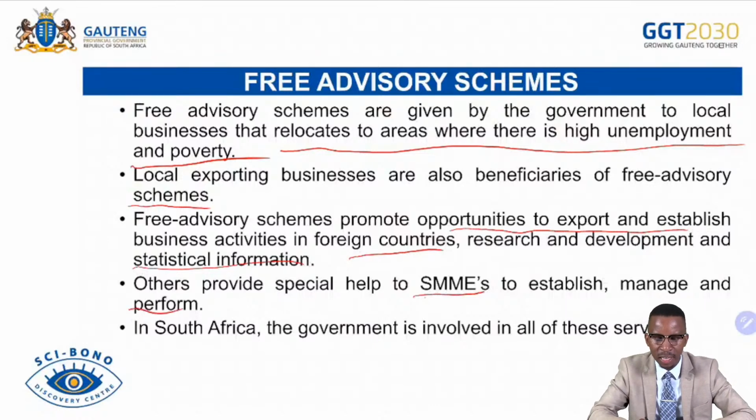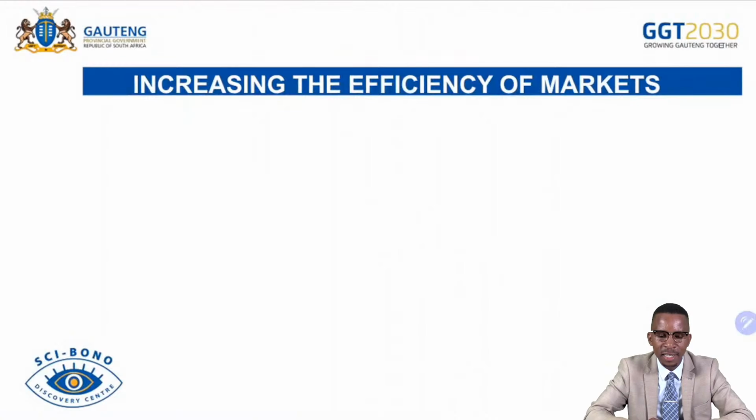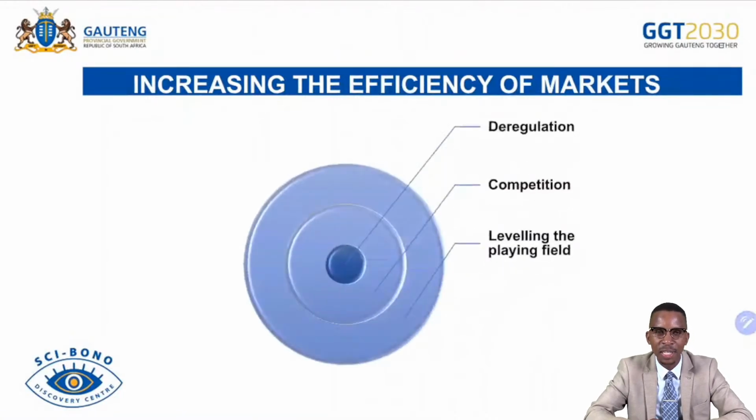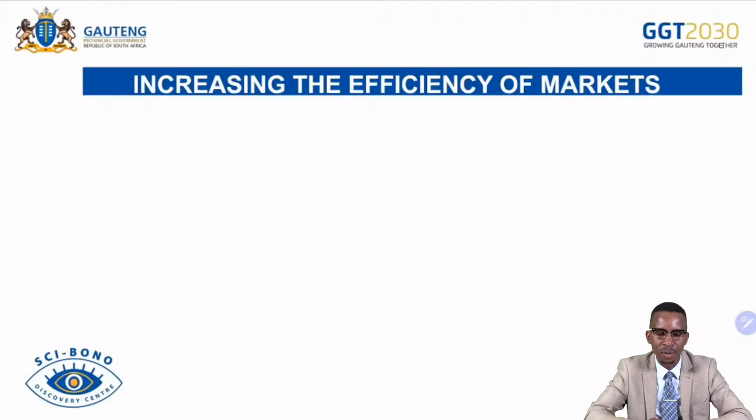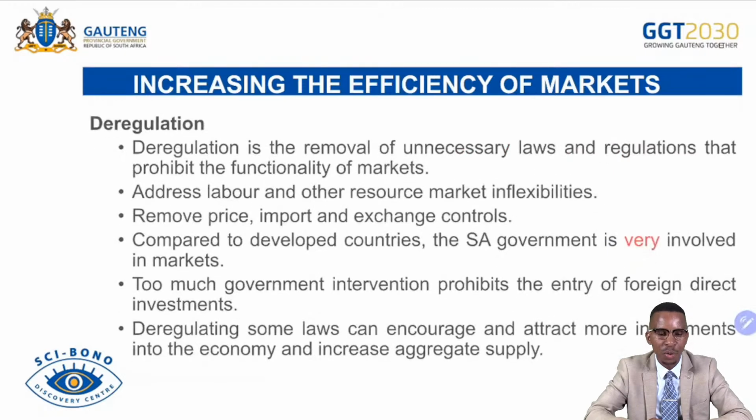So in South Africa, the government is involved in all of these above services and activities to promote free advisory schemes that increase the productivity and also aggregate supply in the economy. And then increasing the efficiency of markets. Now, we talk about regulation, competition, as well as leveling playing field. So let's check in here. So deregulation.